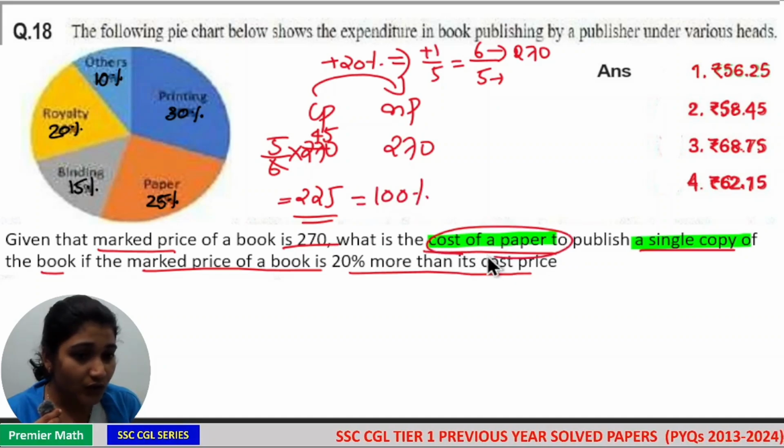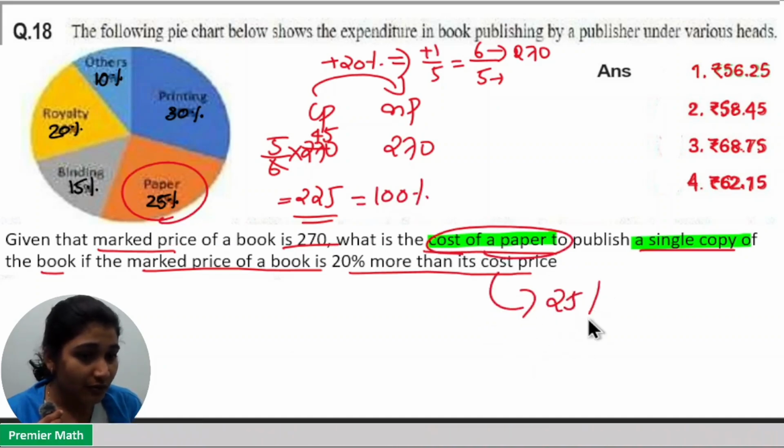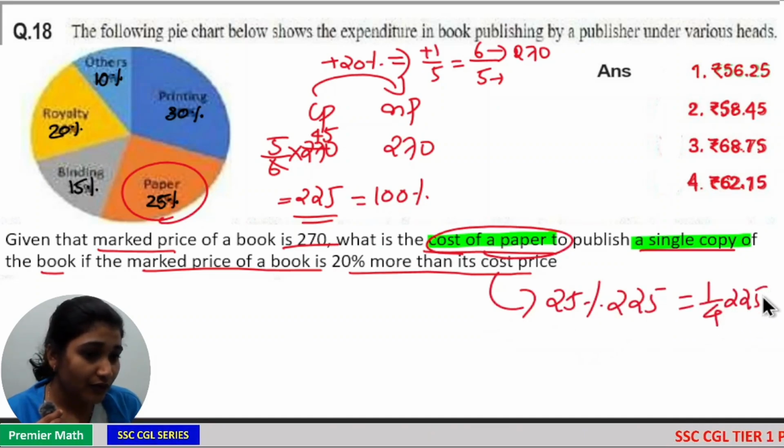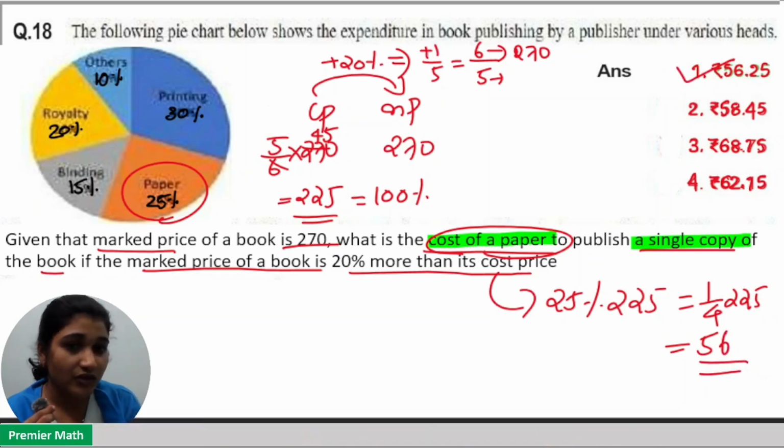We only need the cost of paper. Cost of paper is 25%. So 25% of 225 is our answer, which is 1 by 4 of 225. 4 goes 5 times in 20. So remaining 25, 4 goes 6 times in 24, so 56 something. Option 1 is your answer.